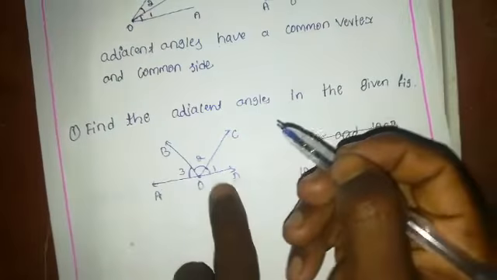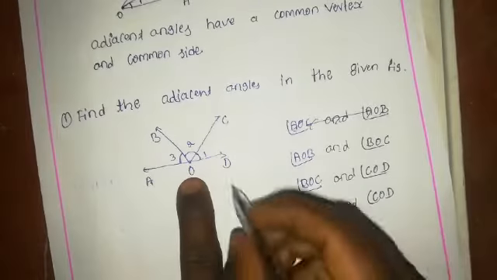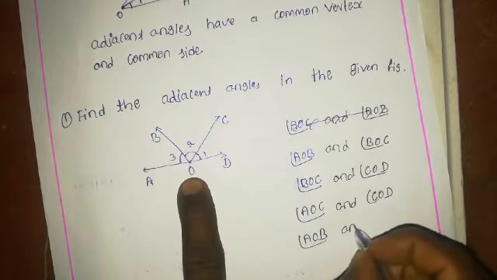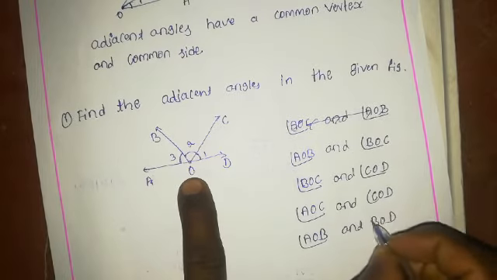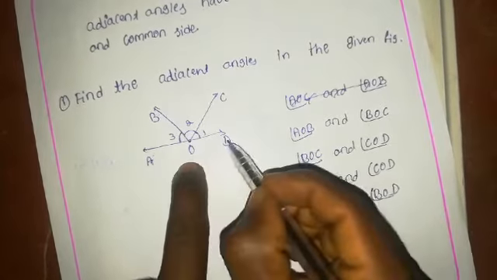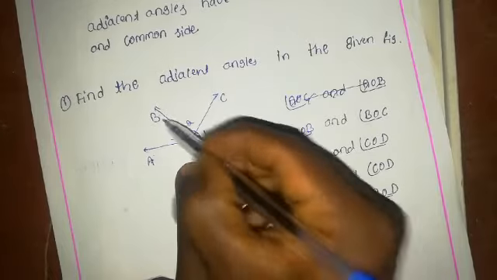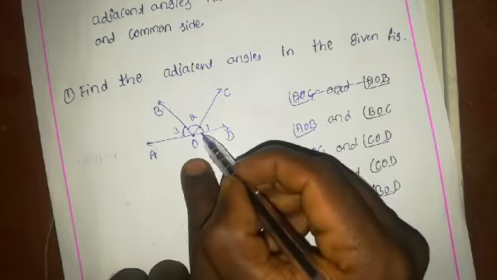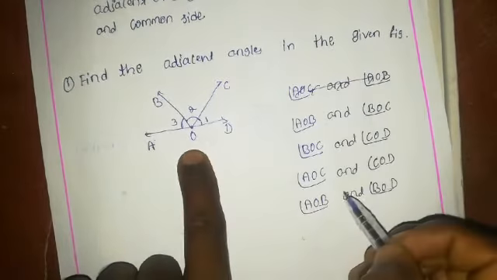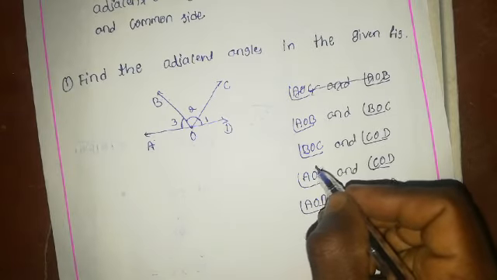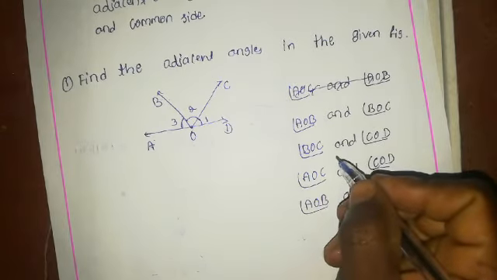Now we have to remove OC, and then angle AOB and angle BOD. This is angle 3, AOB, and BOD. Here O is the common vertex and OB is the common side. These are all the adjacent angles present in the given figure. Adjacent angles have a common vertex and a common side. Such angles we call adjacent angles.